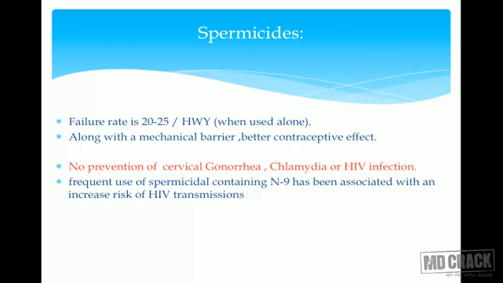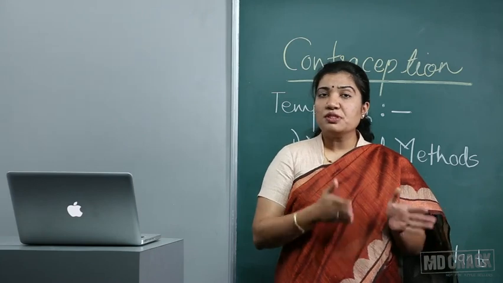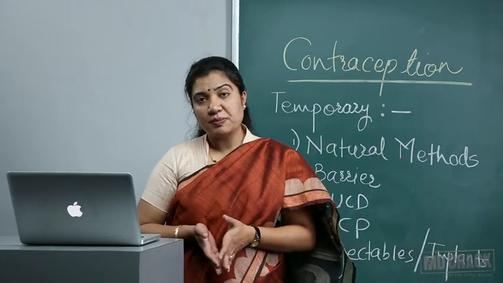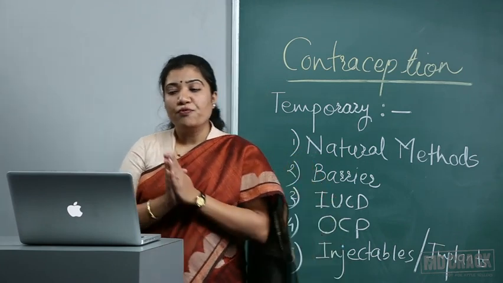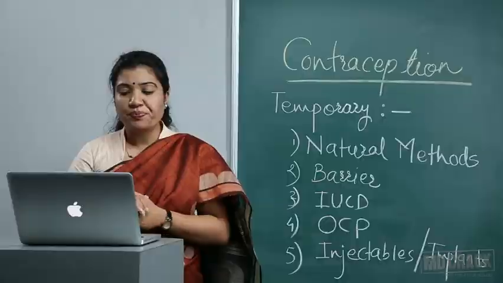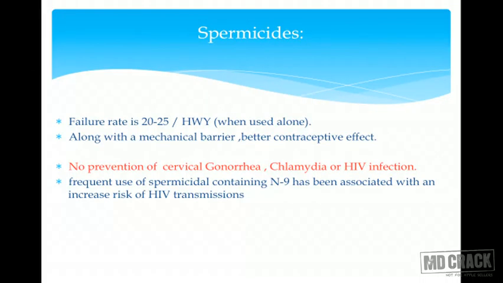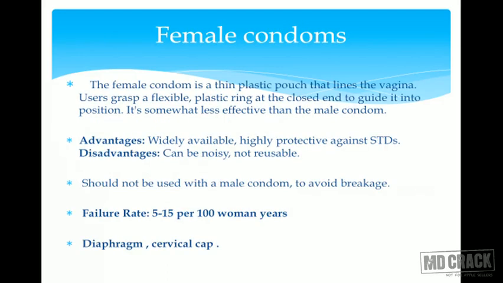They have no effect on prevention of cervical gonorrhea, chlamydia or HIV infection. Please remember this. An MCQ can be asked on which of barrier or spermicidal agents prevents these infections. So spermicidal agents have no action in prevention of STDs including HIV. Frequent use of spermicides containing N9 has been associated with an increased risk of HIV transmission. Some studies have found that there can be increased risk. So please remember that there is no prevention of STDs.